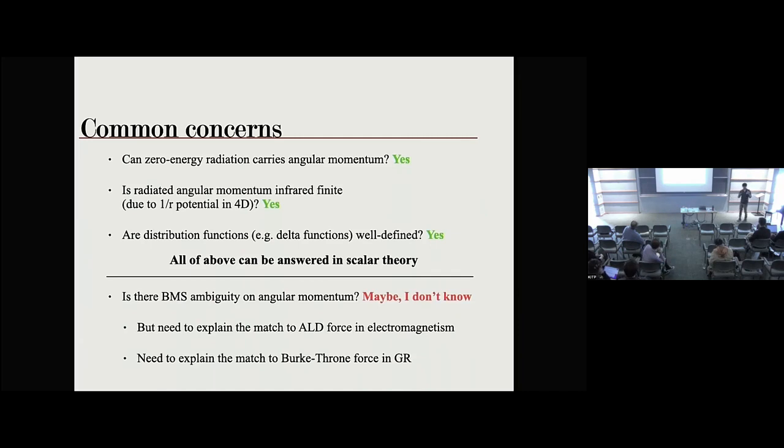And now come back to the final question, which is whether or not there will be BMS ambiguity on angular momentum. The only thing I can say right now is that we do this radiation reaction force calculation in EM and GR. In both cases we find agreement. So I don't know whether BMS will change the story or not, but the BMS ambiguity has to agree with this match from the well-known radiation reaction force.